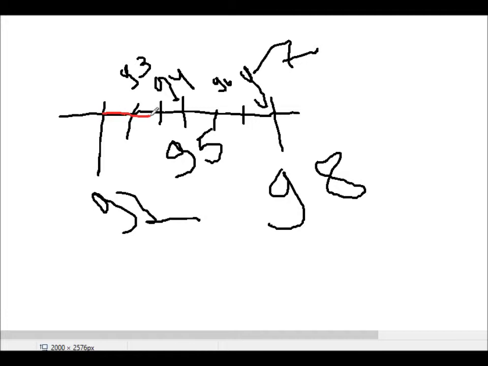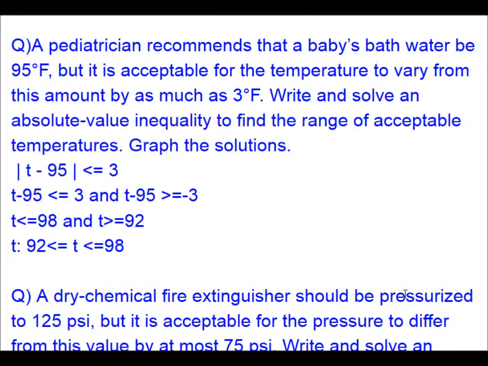So the solution set is including this. So we have to put a dot here and a dot here on the number line. Starting from 95, which is recommended, it can vary by 3 degrees. So 1, 2, 3 degrees on this side and 3 degrees on the other side. 3 units on both sides is acceptable for the baby's bath temperature. So this is how we have to write the solution and graph it.